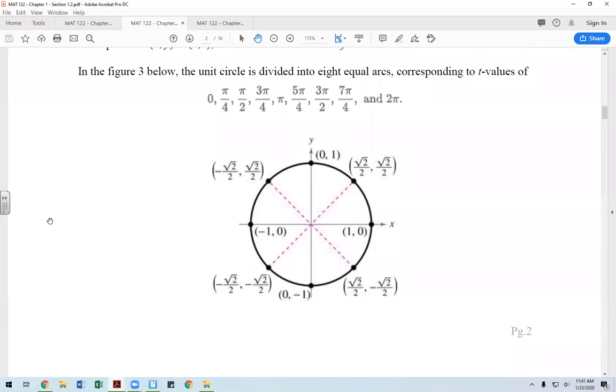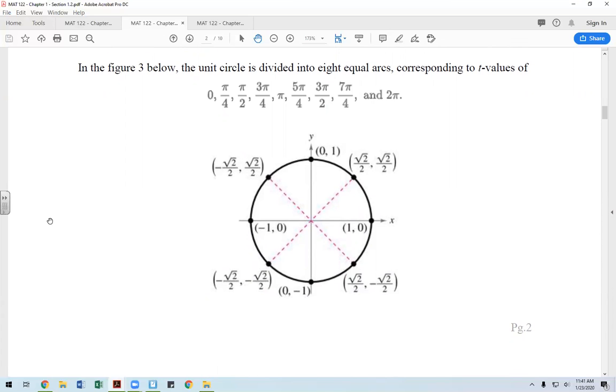We talked about dividing our circle into equal parts. I think we had done the 4 and the 8 equal parts, so you kind of have that.